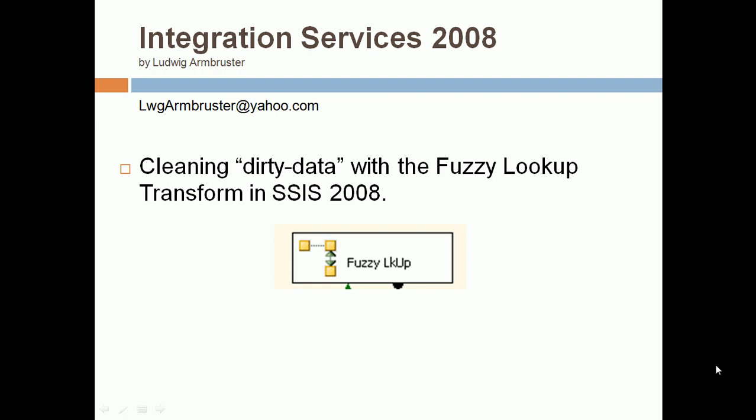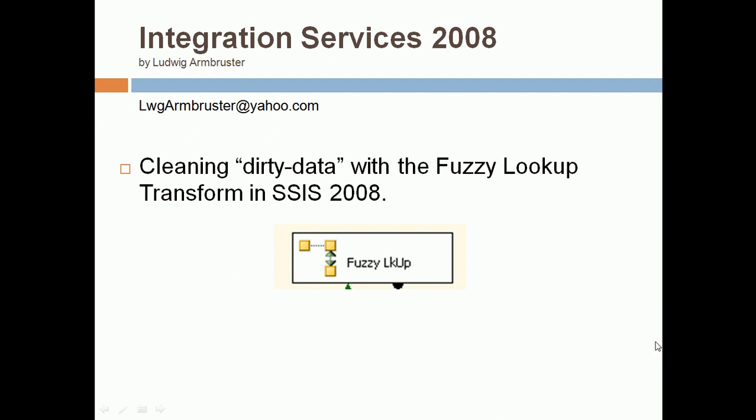My name is Ludwig Armbruster, and in this video series we're going to talk about the FuzzyLookUp transform in SSIS 2008. Now, the FuzzyLookUp transform is mostly used in conjunction with dirty data. So what I mean by that is sometimes you have input data which don't provide a key, or they might have been truncated, or they just misspelled names, city names, person names, street addresses, these kind of examples.